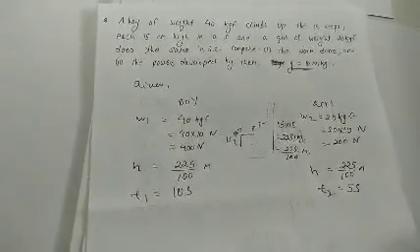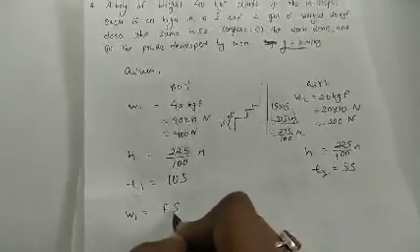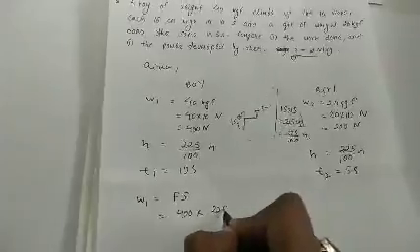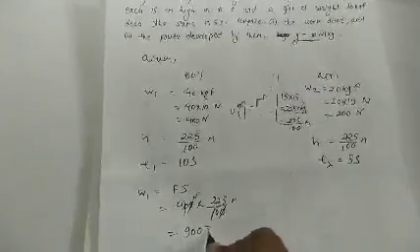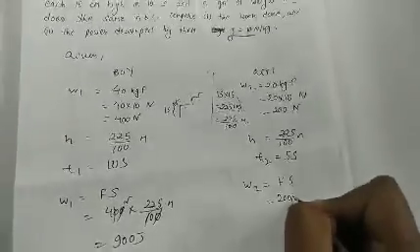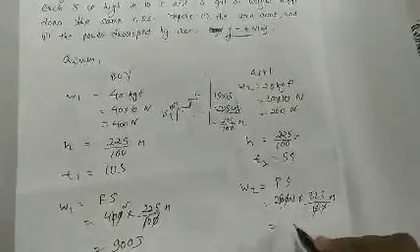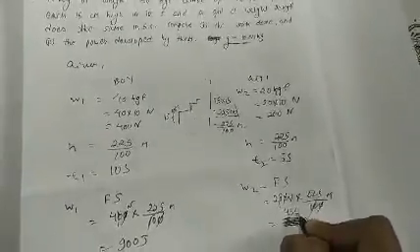Alright, let's find the work done. W1 equals force into displacement. Force, which we have already found, is 400 into displacement 225 by 100, Newton meter. The two zeros cancel out. 225 into 4 is 900 joule. Now let's find the work done for the girl. Force into displacement. Force is 200 Newton, displacement is 225 by 100 meter. Two zeros cancel out. 225 into 2, 500 joule. Oh, sorry, what am I doing? 450 joule.